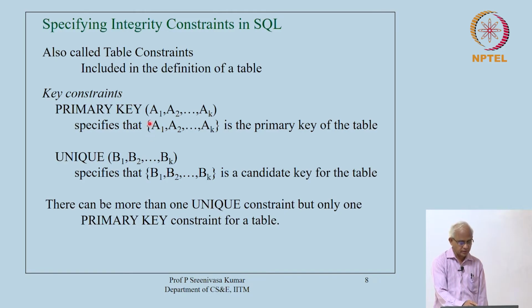So, that completely specifies what are all the keys that the relation has. So, there can obviously be more than one unique constraint, but only one primary key constraint for a table, right.